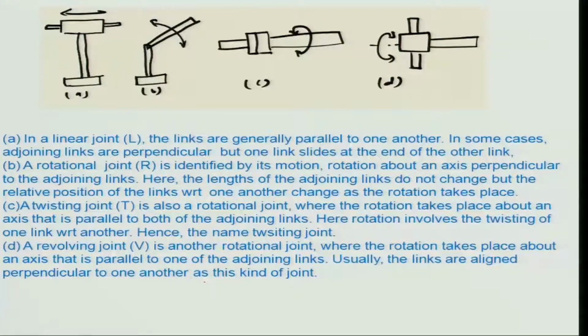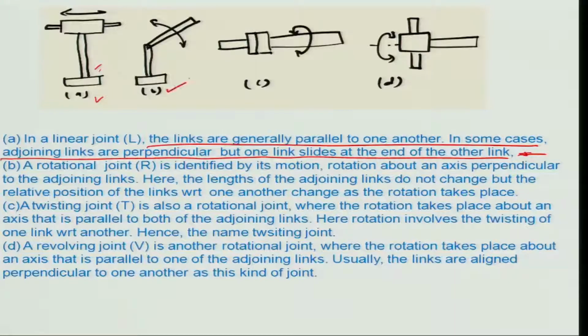Here, for example, are shown different cases of linear joints, rotational joints, twisting joints, revolving joints, and so forth. This right here is a linear joint. The links are generally parallel to one another, and in some cases adjoining links are perpendicular, but one link slides at the end of the other, again linearly.